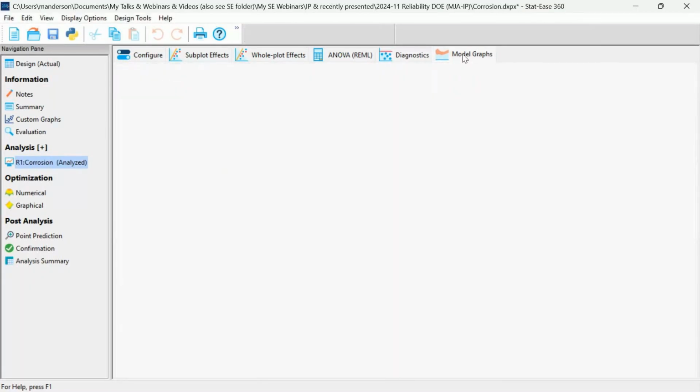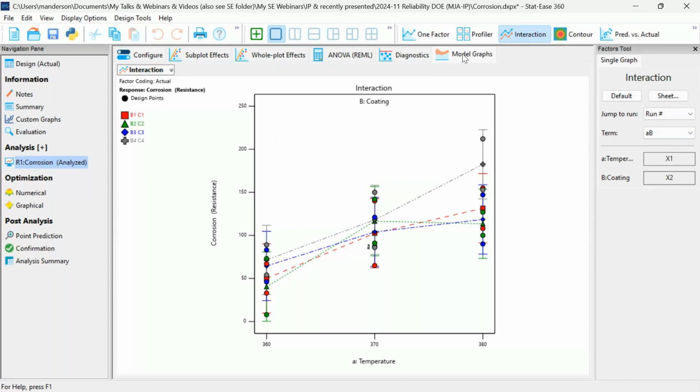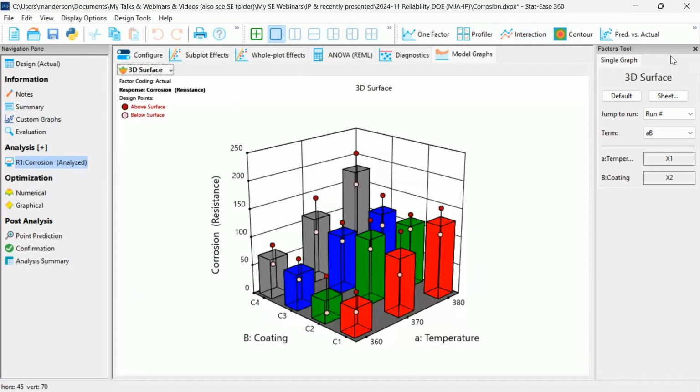Diagnostics didn't show anything unusual. And then here we have this interaction of temperature and the type of coding. And then finally, we can look at this in a 3D surface, and we can see that on these towers here that there's an effect of coding, but it is modified by the temperature. And for C4, we see more of an impact of temperature at the high level to give the corrosion resistance. So maybe that would be our solution, is going with the coding C4 at the high temperature.